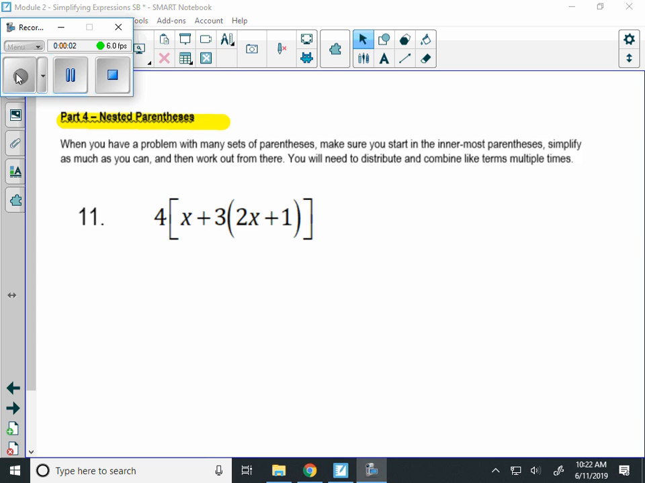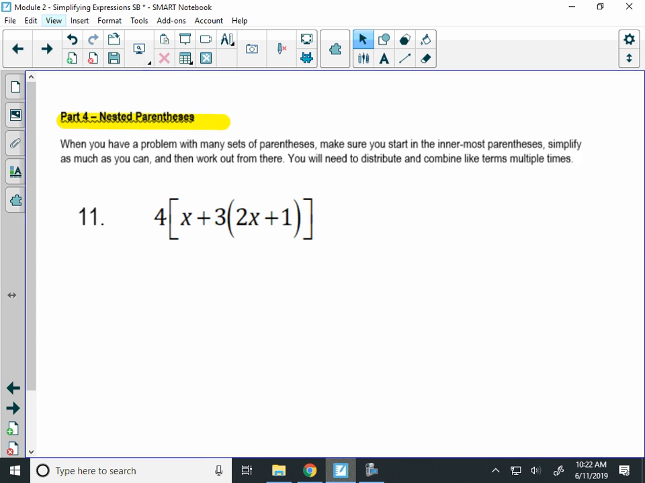Right, we're going to finish up here with part 4, which is nested parentheses. Lots of multiplying, lots of distributing. Now, it says when you have a problem that has a lot of parentheses, make sure you start on the innermost part. Follow the order of operations.